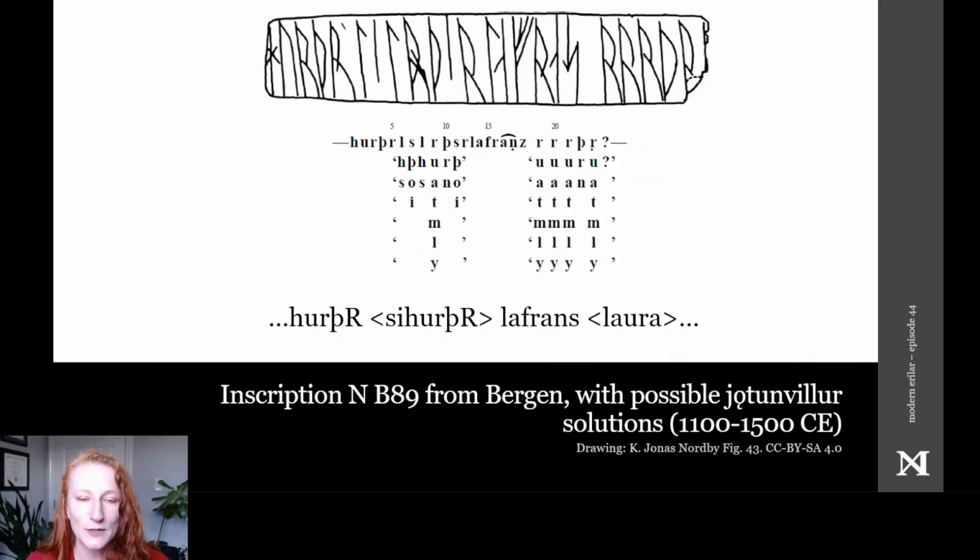Let's test this with our best Rosetta Stone, runestick B89, also from Bergen. Its A side looks like a teaching tool, as there seem to be 2 names written out twice, though both ends of the stick are broken off. Parts of the name Sigurdur are written out first in plain text and then in Jåtunvillur with the name La France or Lawrence.